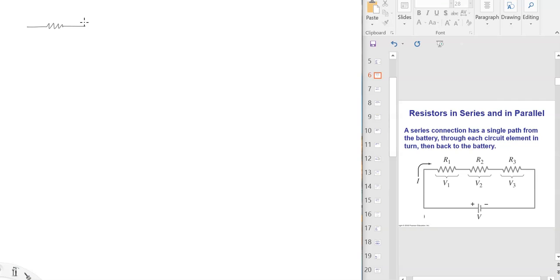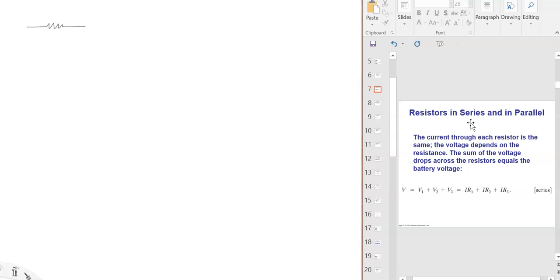The current goes to the first one, and then the second one, and then to the third one, back to the battery. So you can see the voltages. Each resistor has voltage across them, V1, V2, V3, and we know the voltage rule. In a single loop, it adds up to the supply voltage. So we'll go over a couple of slides and come to an equation.